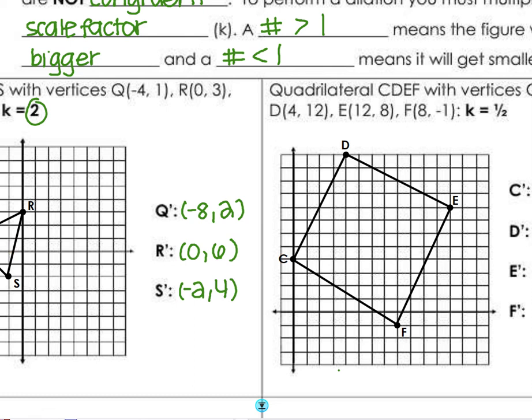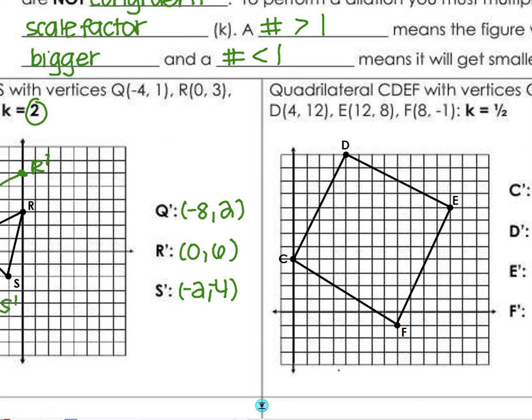Okay, 1, 2, 3, 4, 5, 6, 7, 8, 9, 10. For 6, that's 3, 4, 5, 6. And then negative 2, 1. This is negative 1, negative 2. My apologies, negative 4. Okay. Negative 2, 1, 2, 3, 4. This is S prime. Wonderful.